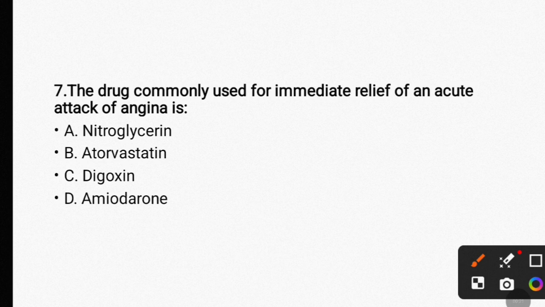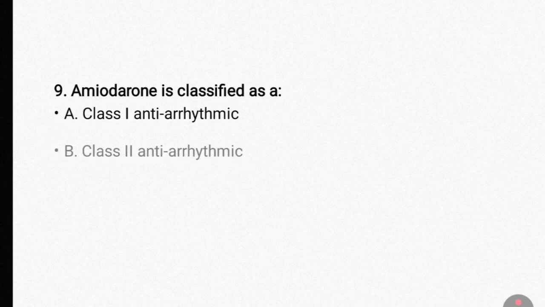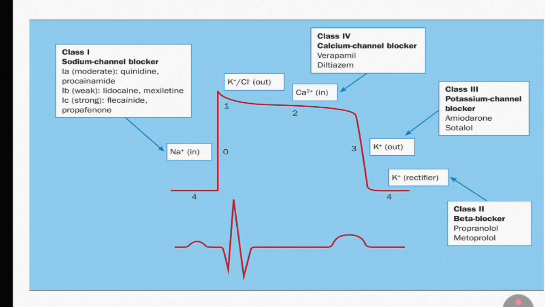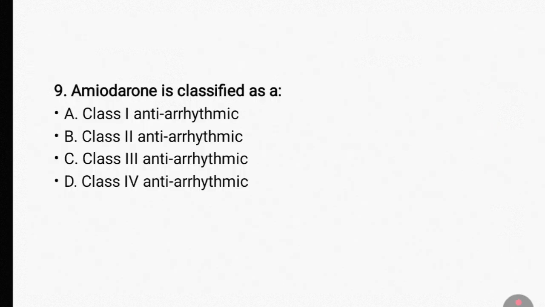Next we come to question number 8. Amiodarone is classified as option A, class 1 antiarrhythmic drug, option B, class 2 antiarrhythmic drug, option C, class 3 antiarrhythmic drug, and option D, class 4 antiarrhythmic drug. So here in this picture we see that amiodarone belongs to class 3. So here option C is the right answer.